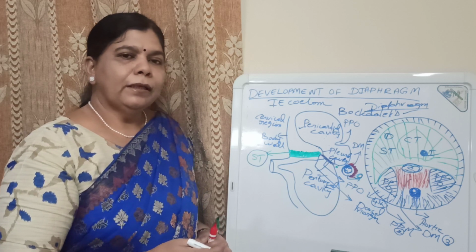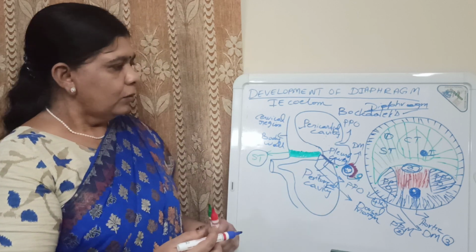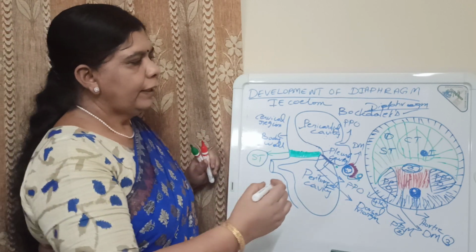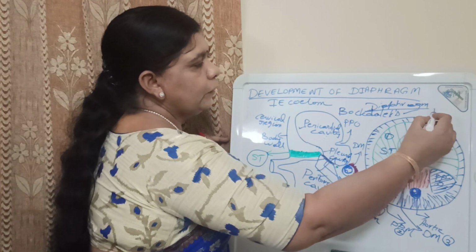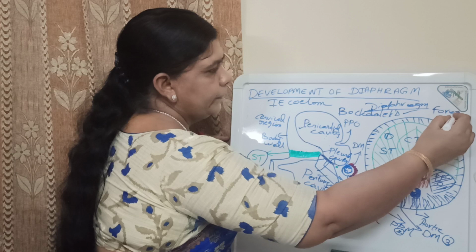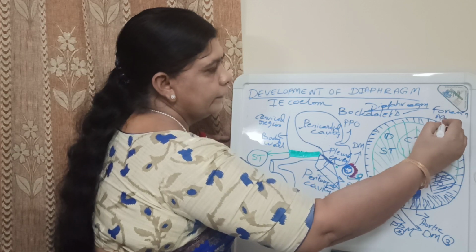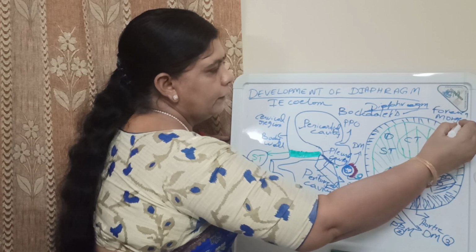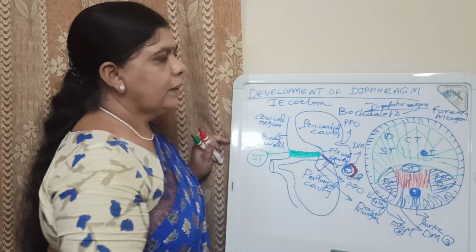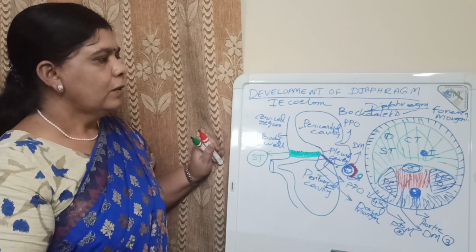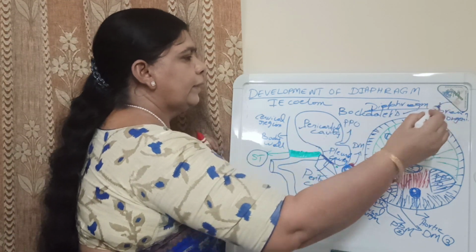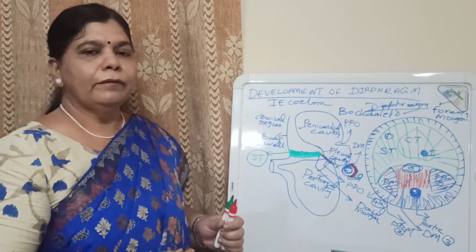Other congenital abnormalities, which you should have learnt in the gross anatomy of the diaphragm, include the foramen of Morgagni, which may be an opening between the sternal and the costal origins. So these two are the defective formations in the development of the diaphragm.